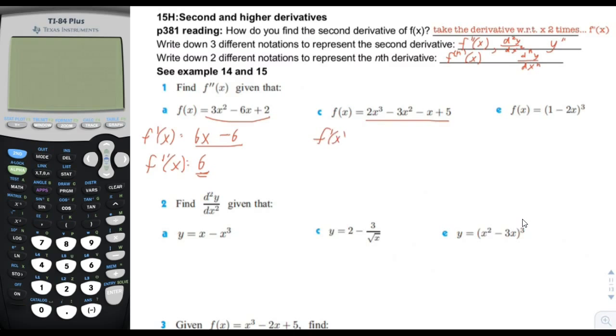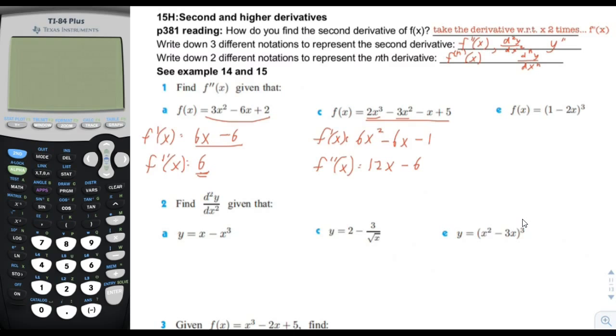Let's do this function. The first derivative is going to be 6x squared of 2x cubed, right? And the derivative of negative 3x squared is negative 6x. And then the derivative of negative x is negative 1. And then the second derivative is going to be 12x minus 6.